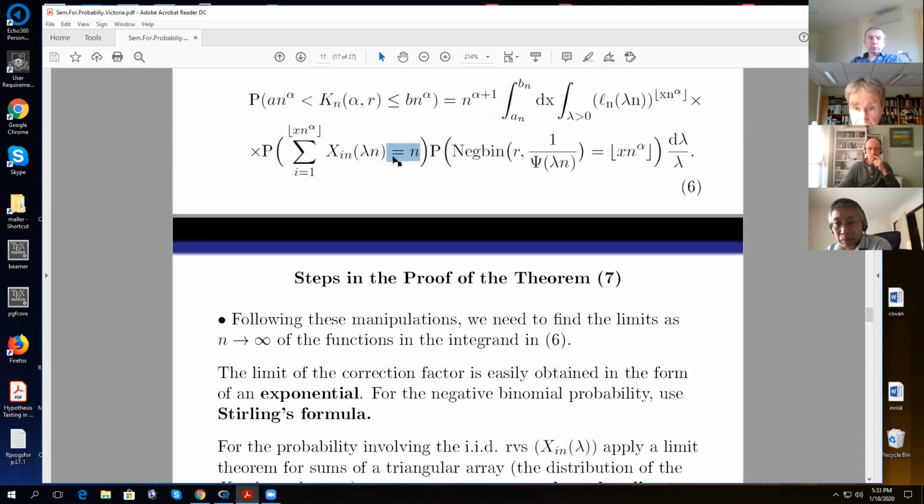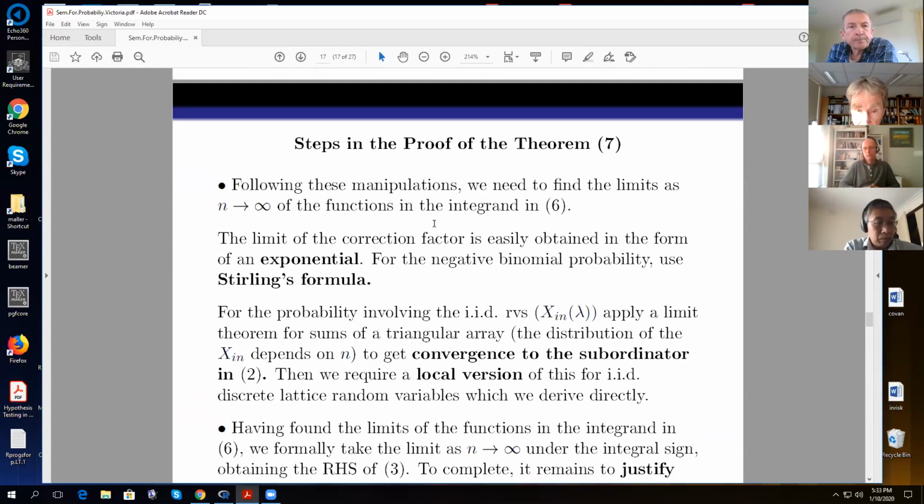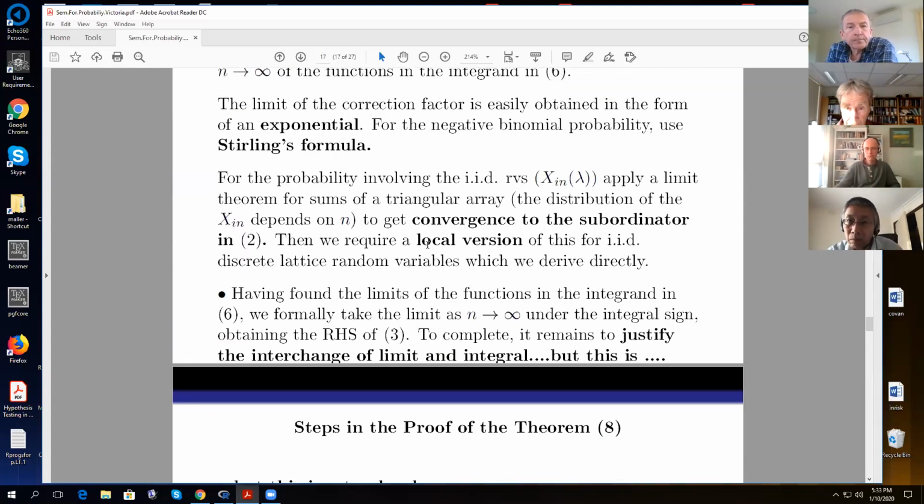We don't have the CDF. We have a local PDF version of this. So what we have to do is derive this local version. That's rather technical. I'm not going to go into how that's done. In fact, it's very standard.